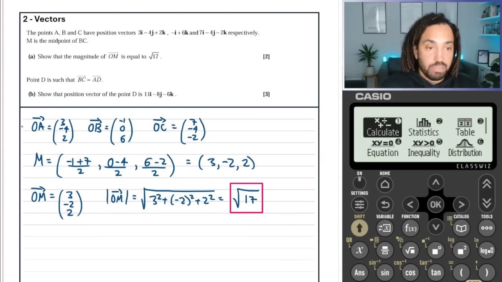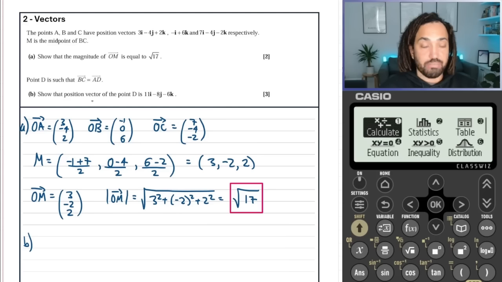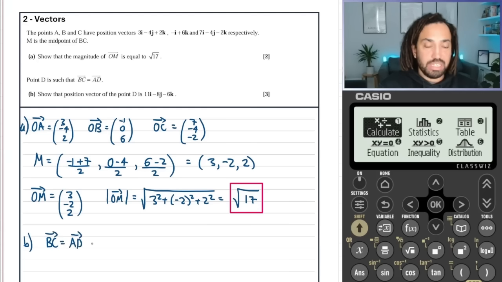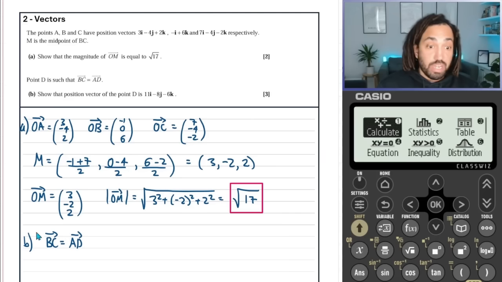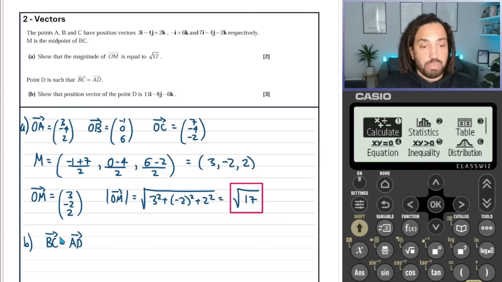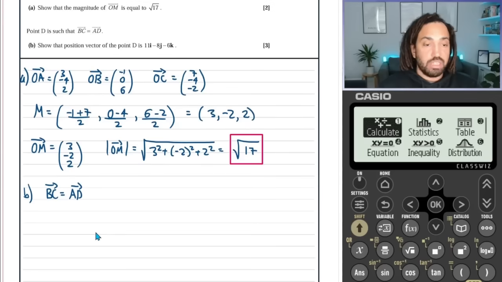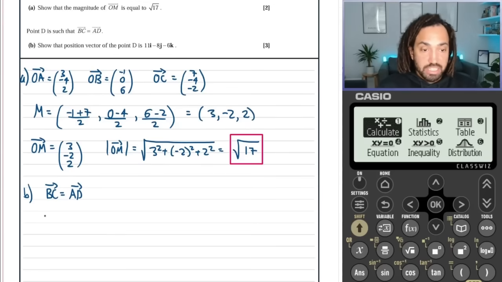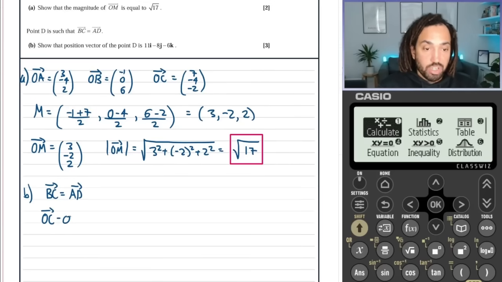Okay, now for part B, whoops, didn't write part A. For part B, it says that the point D is such that BC is equal to AD. Okay, so the fundamental, most important vector formula is to be able to write a vector between two coordinates by their position vectors. And the way you do that is B to C is the same as OC minus OB. And A to D will be OD minus OA.